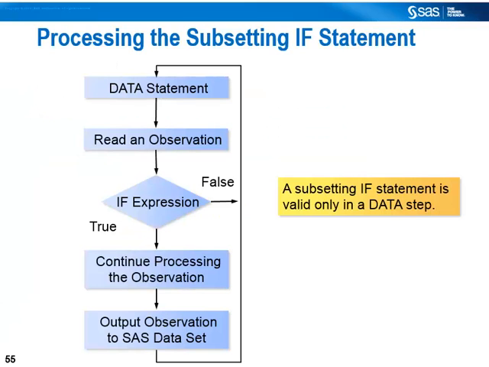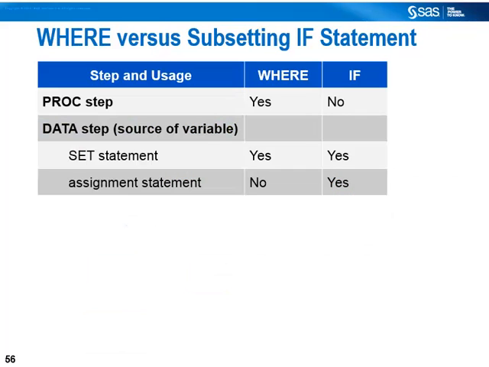The subsetting if statement works like a gate, true or false. If the expression is true, it continues processing the observation, and if it is false, it reaches the end of the data step. A subsetting if is valid only in a data step. This slide summarizes when you can use each statement. In a proc step, we can use only where. In a set statement, we can use either where or if. In an assignment statement, we can use only if.